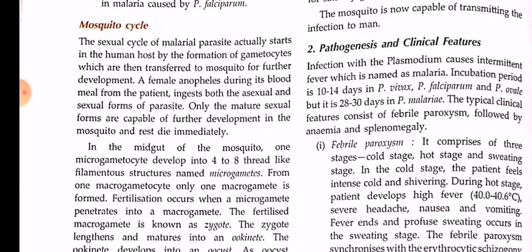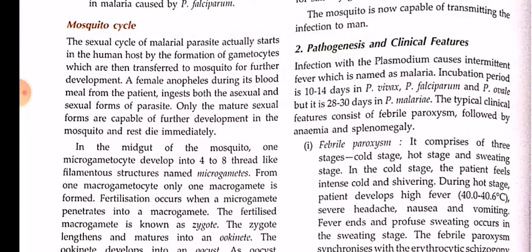Pathogenesis and clinical features. Infection with Plasmodium causes intermittent fever, which is named as malaria. Incubation period is 10 to 14 days in Plasmodium vivax, Plasmodium falciparum, and Plasmodium ovale, but it is 28 to 30 days in Plasmodium malariae. The typical clinical features consist of febrile paroxysms followed by anemia and splenomegaly.